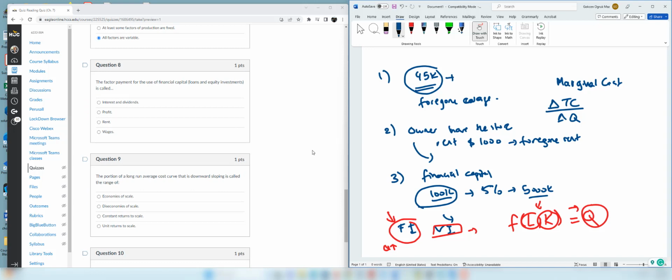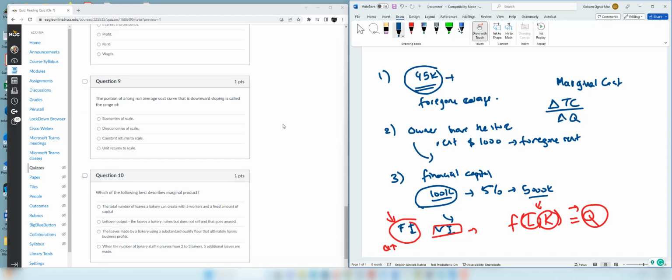Question 8. The factor payment for the use of financial capital, loans and equity investments is called interest and dividends. Rent is for the land, wages is for the labor, and entrepreneurial activity is the profit. Question 9. The portion of a long-run average cost curve that is downward sloping is called economies of scale.